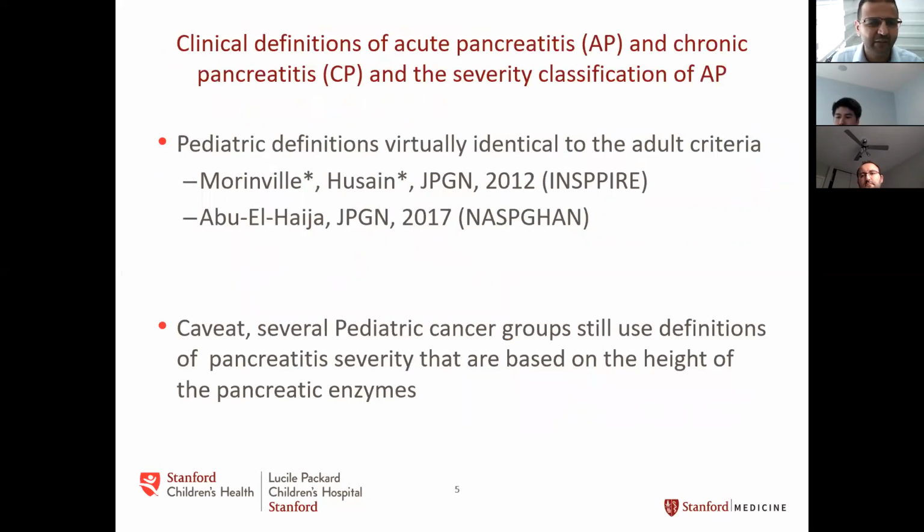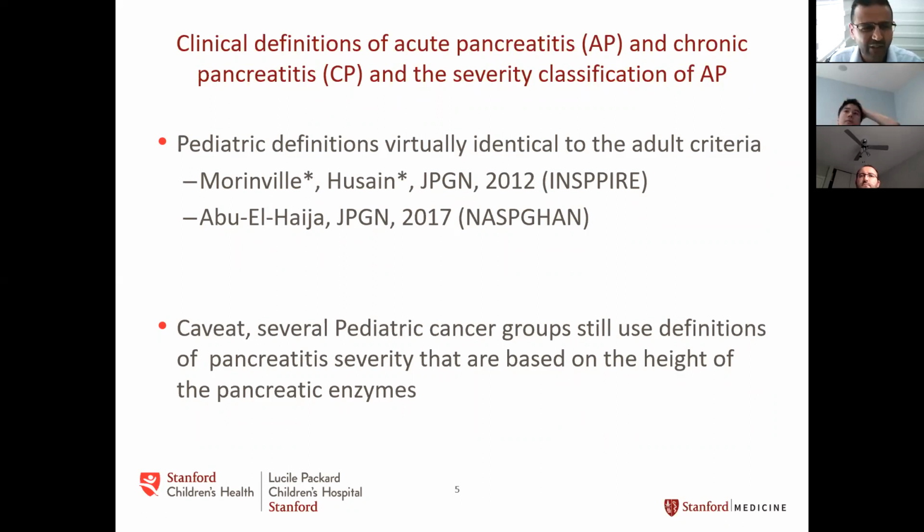So, differences and similarities. The first big similarity is the definition of acute pancreatitis and chronic pancreatitis in children, and the severity classification. The NASPGHAN INSPPIRE group came out with definitions which were identical to the revised Atlanta criteria. And what is the difference then? Well, I think the use of age-based criteria for defining the inflammatory response and organ dysfunction would be different. Otherwise, it's very similar.